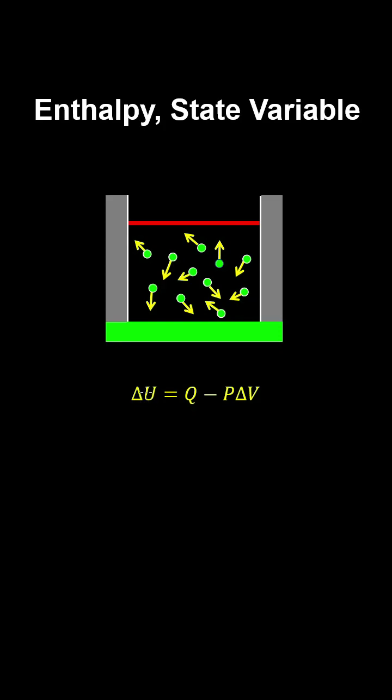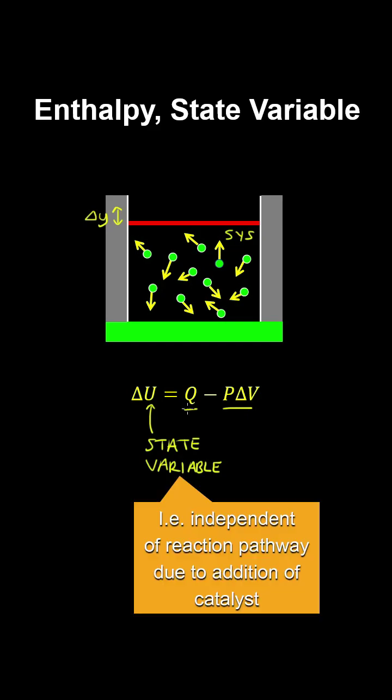Recall the first law of thermodynamics, which says that the change in internal energy is equal to the heat going in or out of the system and the work done on or by the system. So if the change in volume is positive, then the system expands and the internal energy decreases. And the internal energy is a state variable because it only depends on the initial and final state of the system, not on the process that brought the system from the initial to the final state. Whereas the heat and work are not state variables.